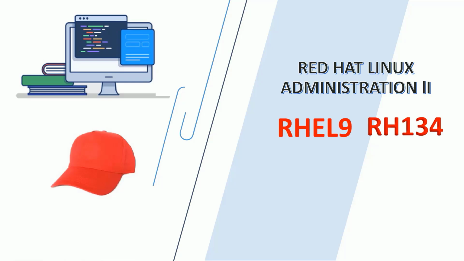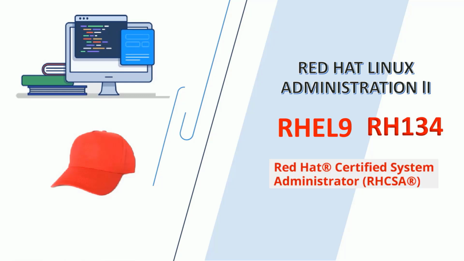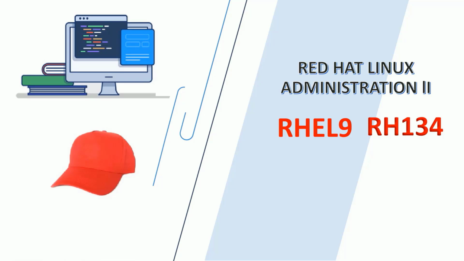And the module is RH134. This module is based on Red Hat System Administration SA2 and the latest version of RHEL. This course is specifically designed for students who have completed the Red Hat SA1 course and are preparing for the RHCSA exam. The Red Hat System Administration 2 focuses on essential tasks required to become a full-time Linux administrator and to validate those skills through the Red Hat Certified System Administrator exam.